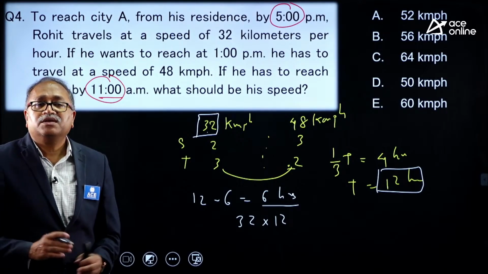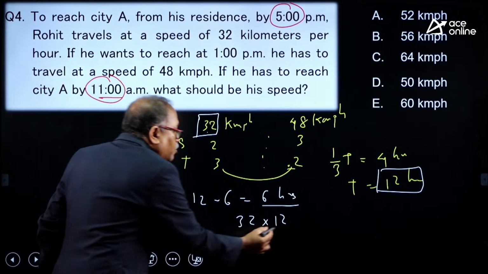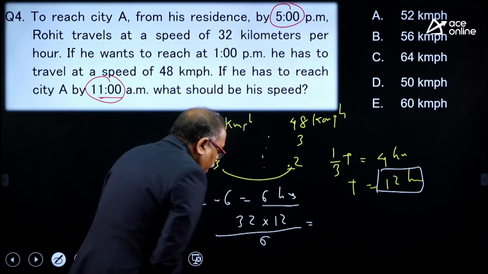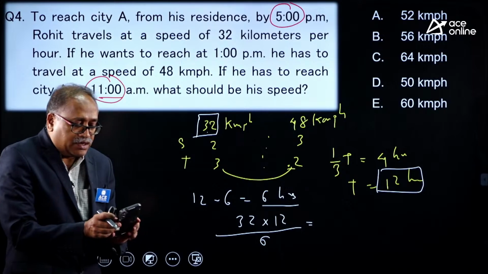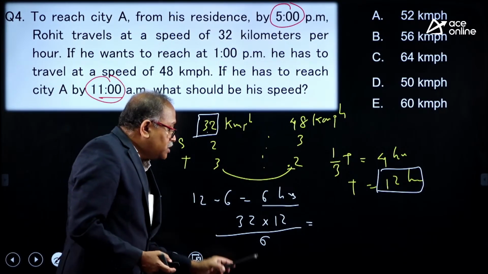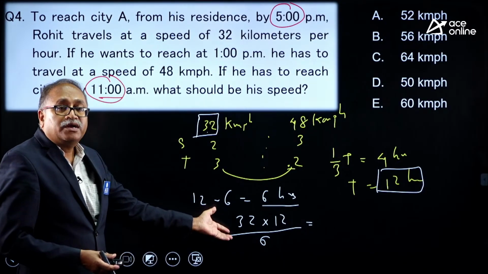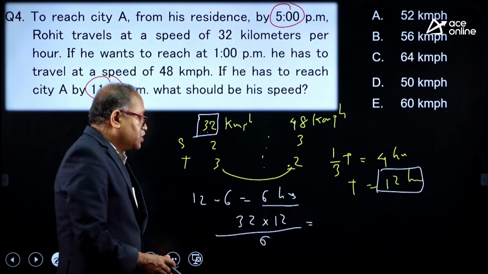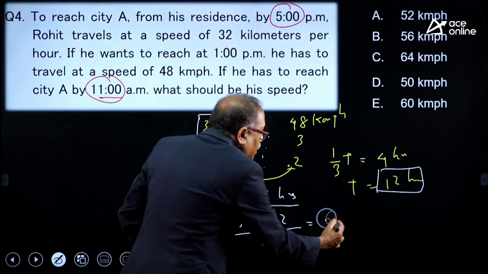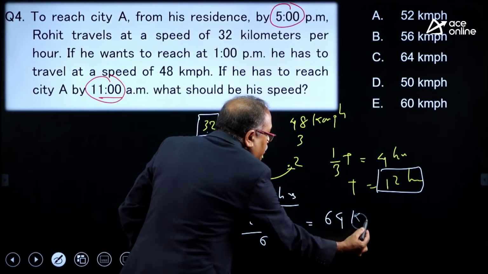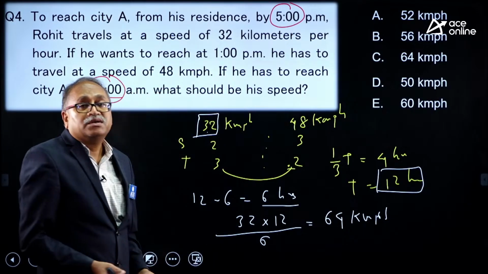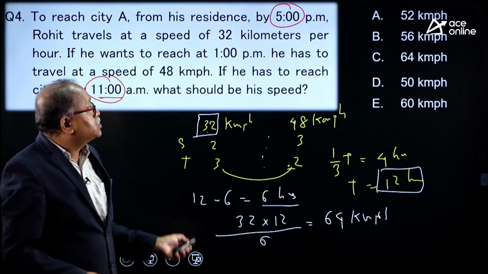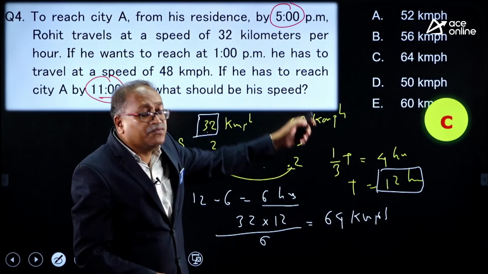Right, my dear friend, this is the distance. So, in how much time should it be covered? It should be covered in 6 hours. So, divide it by 6. Anyone answer the question? Or else you will learn it, my dear friend. Are you understanding it? This is the distance divided by the required time. He has to reach in 6 hours. So, my answer is 64 kilometers per hour should be the required speed in order to reach home at 11 a.m. So, look at this one, option C, 64.